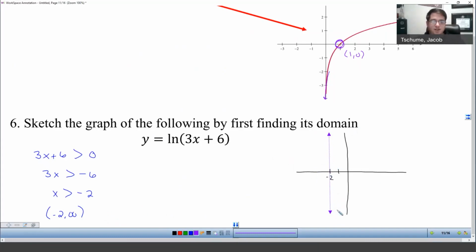And then as far as the sketching goes, we're going to draw a sketch just like the one above. It'll look something like that. That's not perfect by any means, but that gives you a rough idea of how you can sketch basic logarithmic functions.